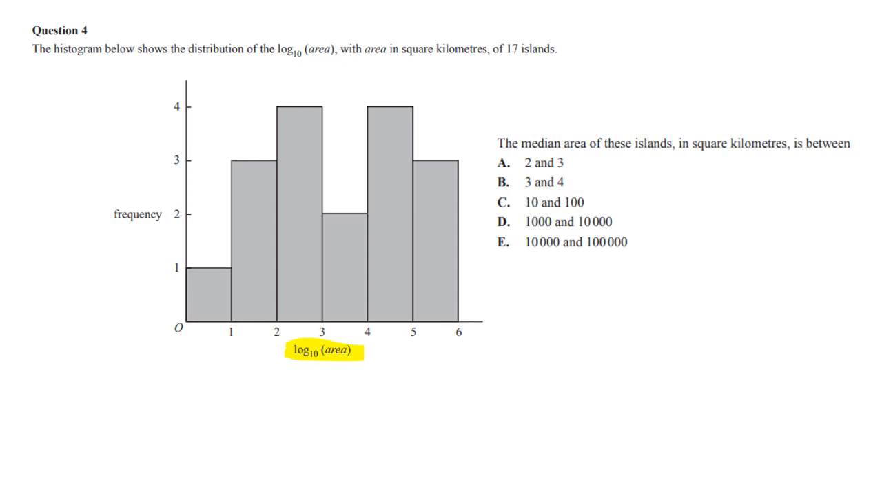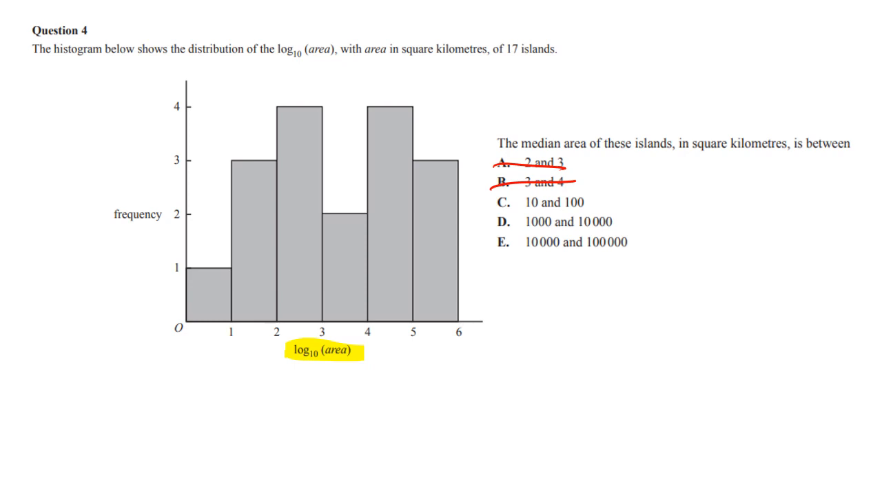And so it says the median area of these islands in square kilometers. So you've got to work out the median. Now look what they've done here. They've done the 2, 3, 3, 4 thing, but they want it in square kilometers, not in log square kilometers. So you can actually eliminate those 2 answers already. So let's have a look at what we need to be thinking about, the median.